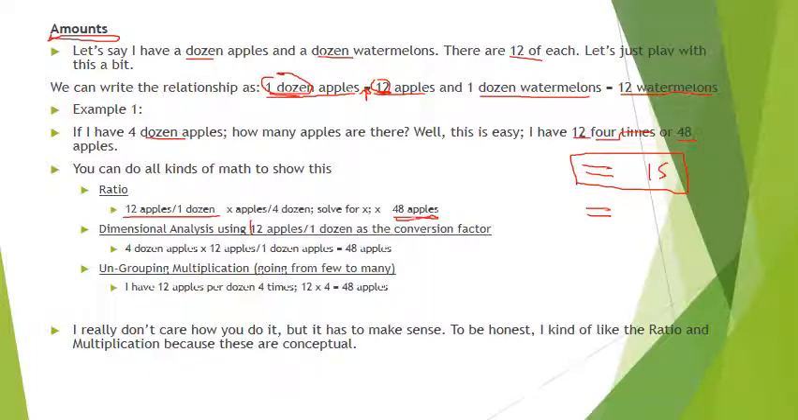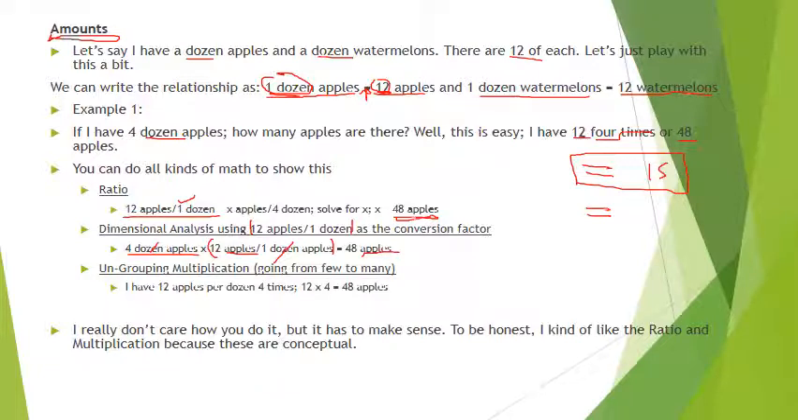And here's the conversion factor, and again it's the same as the ratio and the grouping size, so it should be the next one. So you have 4 dozen apples times the conversion factor. You have to have it as apples over dozens. You could have dozen over apples, but you have to have it so the dozens cancel out, and you end up with apples. Okay, and there's 48, and it makes sense.